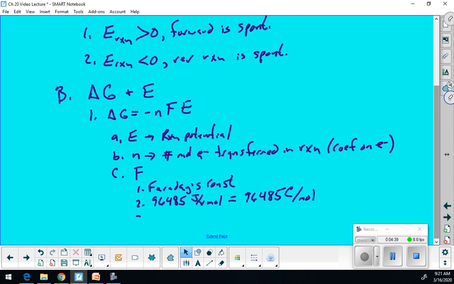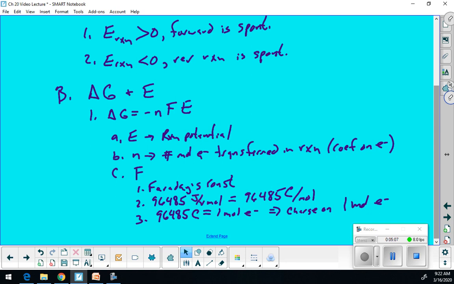And so you could really think of it as this: 96485 coulombs equals 1 mole of electrons. That'll come back for us later, folks, so remember that. This is the charge on 1 mole of electrons. All right, so that's what Faraday's constant is.